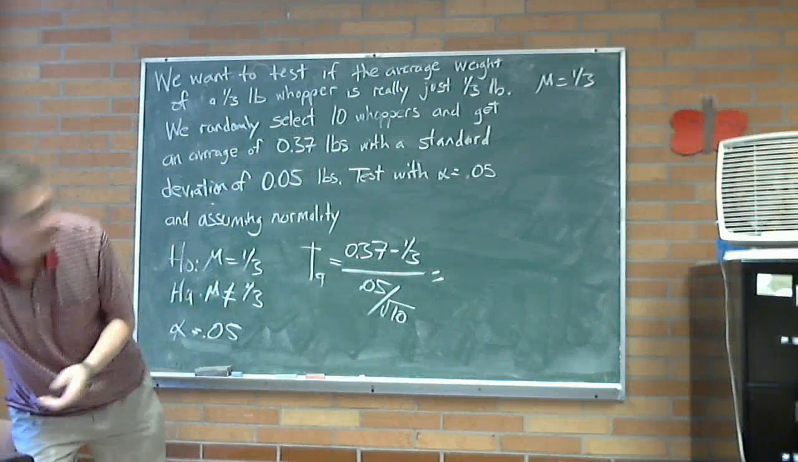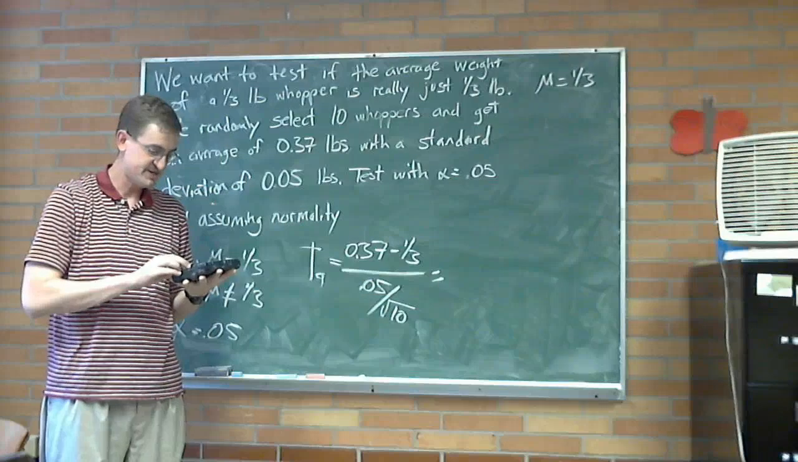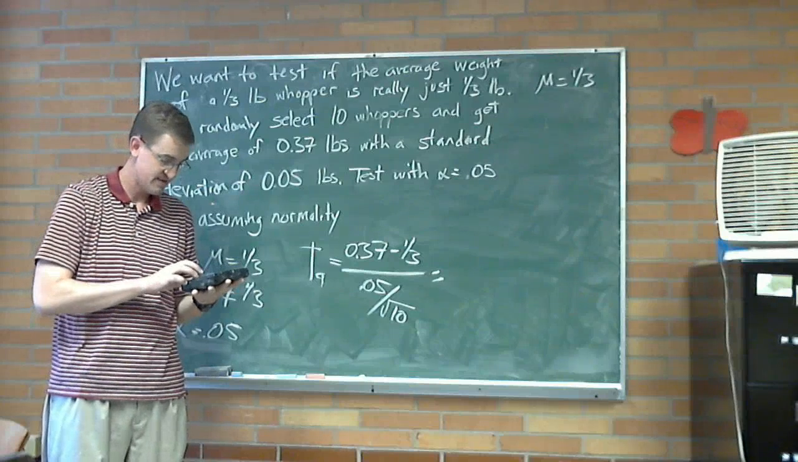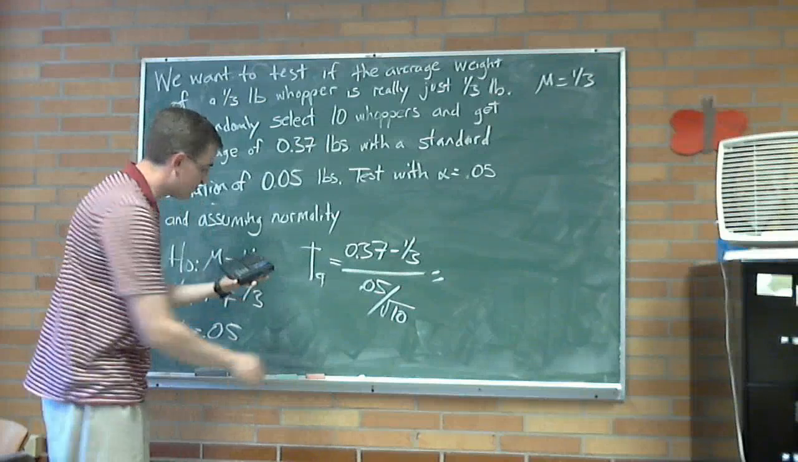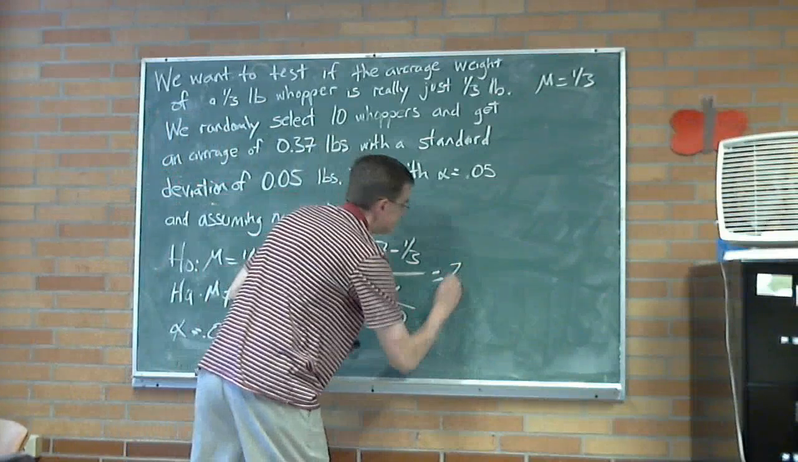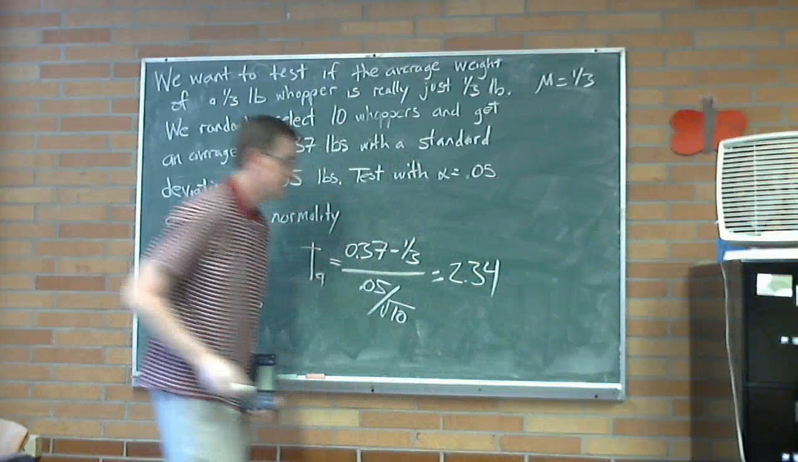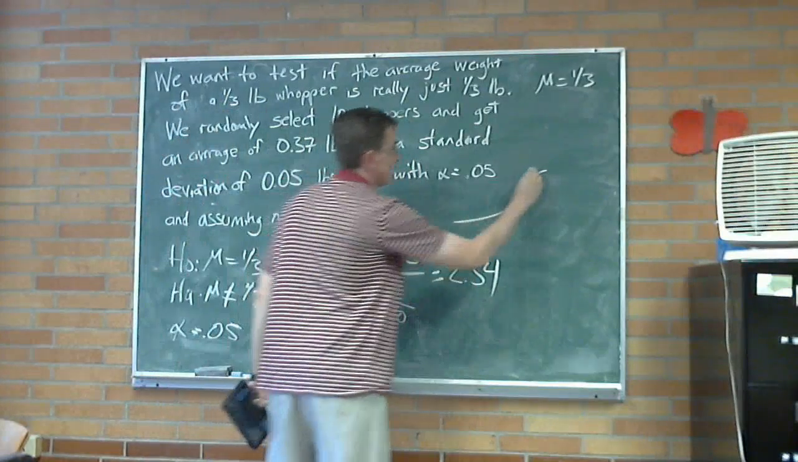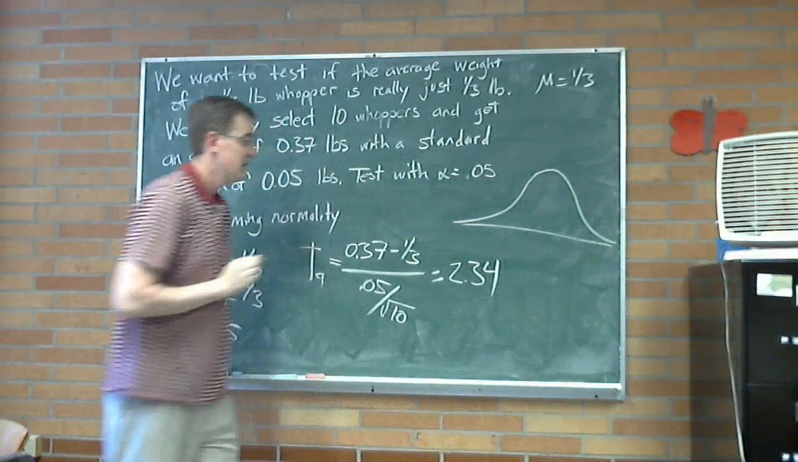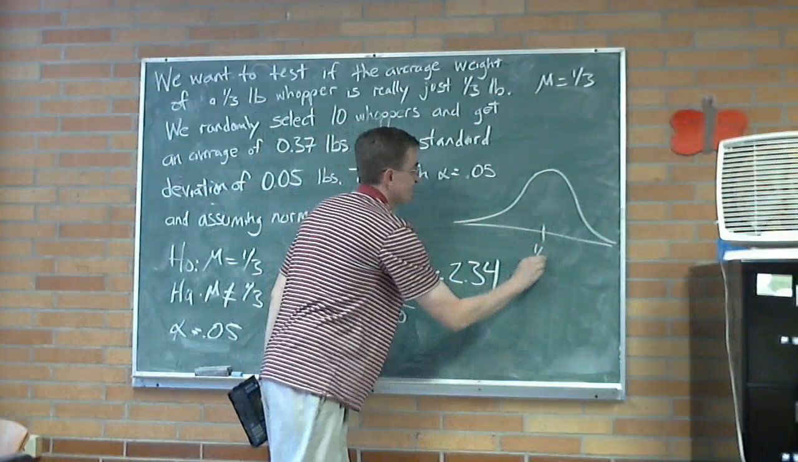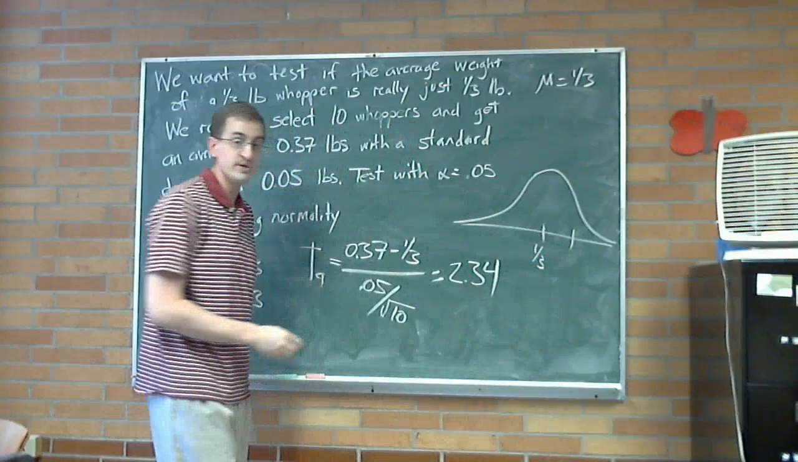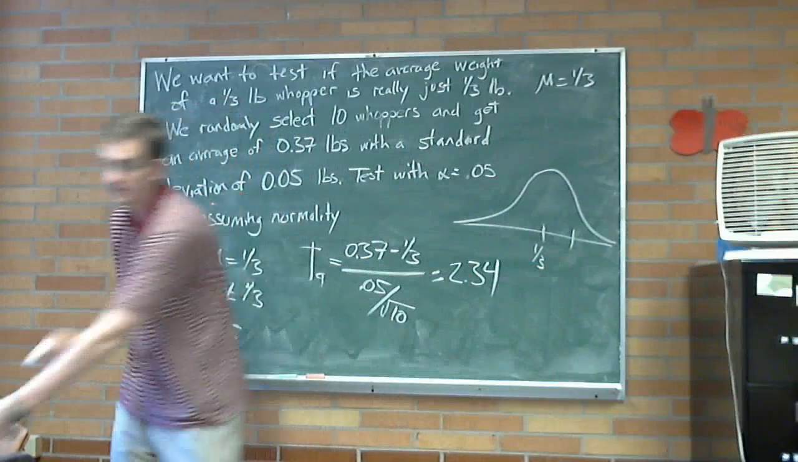What does this give us? 0.37 minus 1/3 divided by 0.05 over the square root of 10. And we get 2.34. Now, remember I need a picture. Picture helps me not mess up. Okay? We were here at 1/3, but our data was a little up above that, right here. And when we looked, oh, we haven't looked it up yet. Let's go find out what that area is.